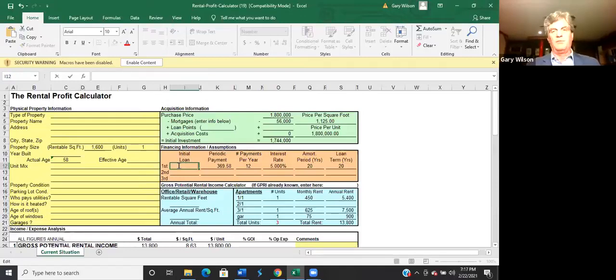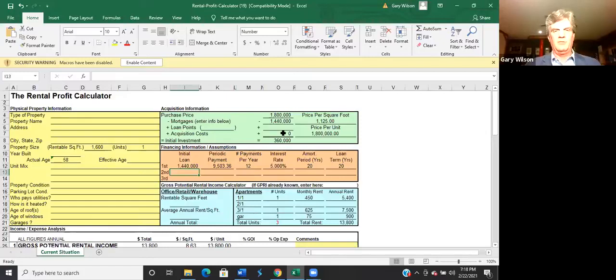So, initial loan. Let's assume we put 20% down, which would be 360,000. It leaves a balance of 1.44 million for a loan. Is that right, guys? Yeah, I think that's right. Loan amount: I miscalculated that a little bit. 1.44 is what I should have said. There we go, 360 down.